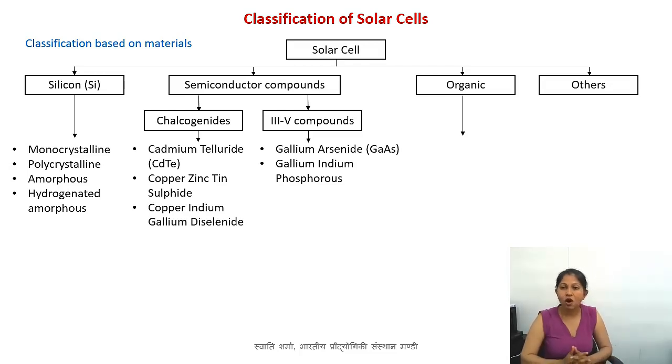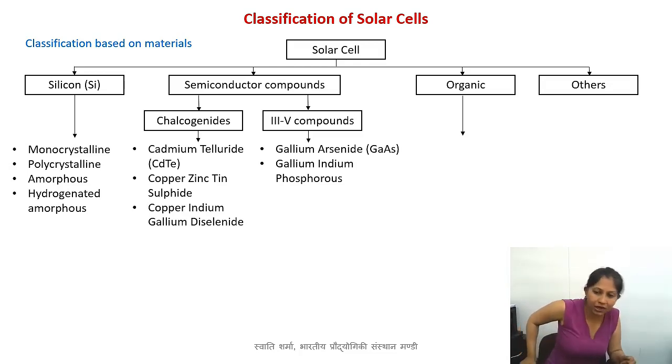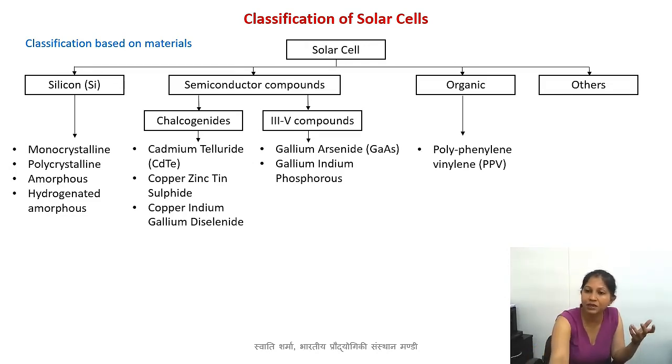Okay, coming to organic materials. So organic materials, as I said already, these are polymers. So you can use multiple different polymers as long as you are able to have electron transport after the incident photon. But some examples again are PPV and polyacetylene.